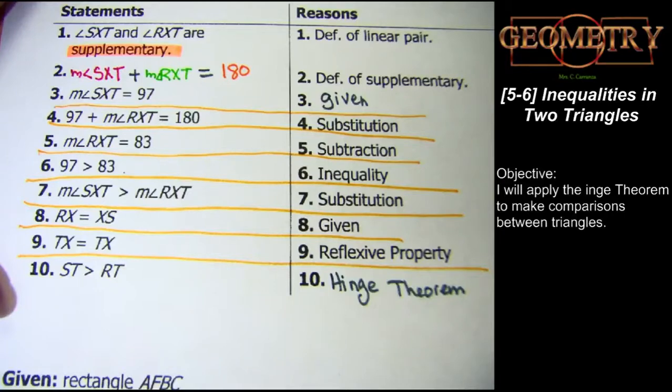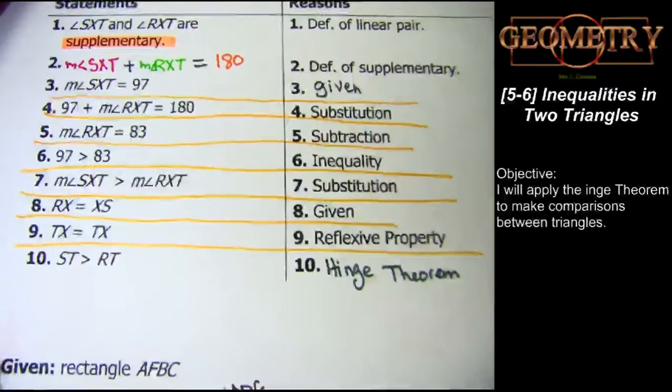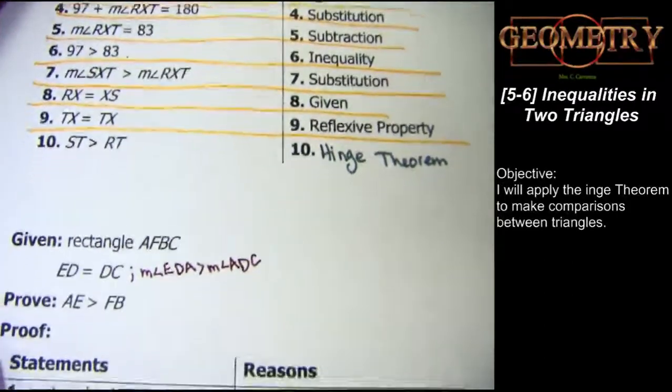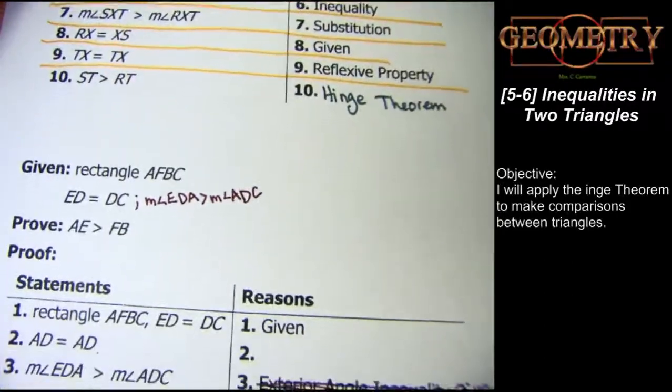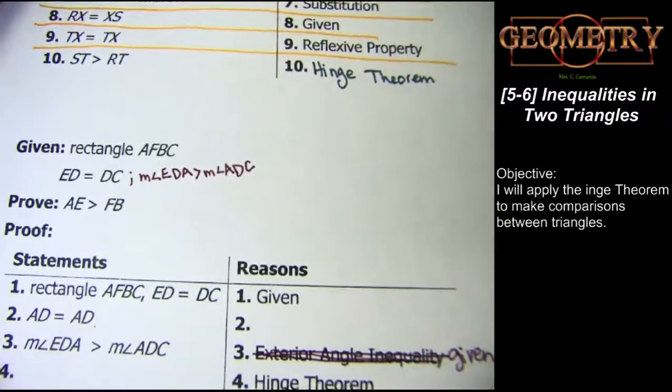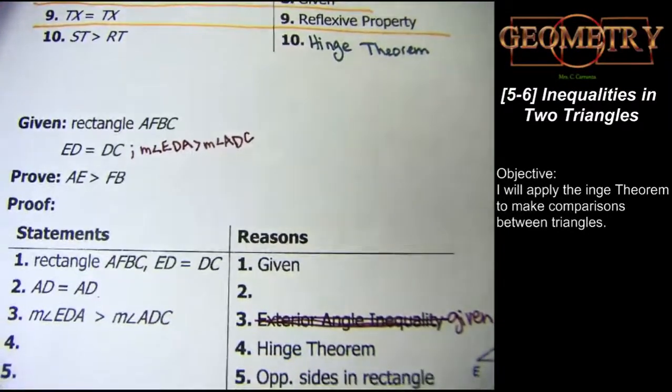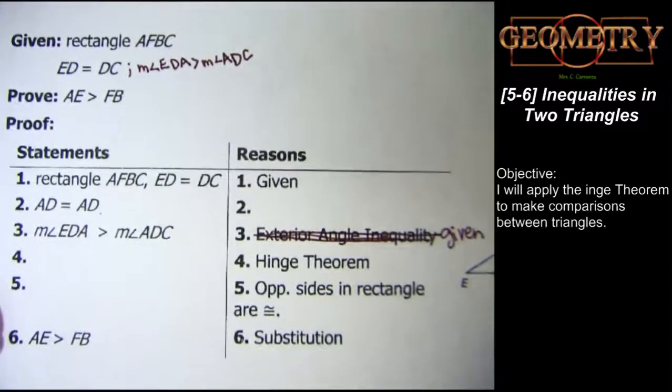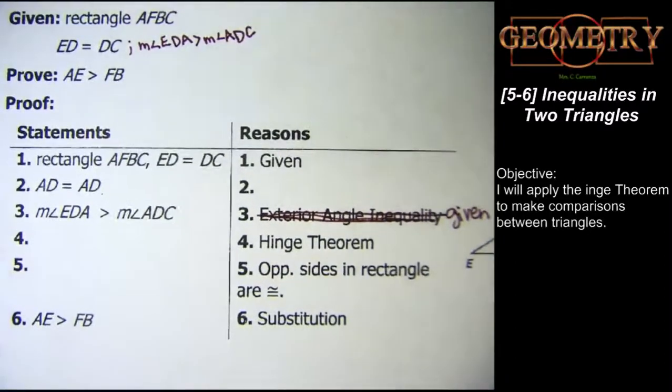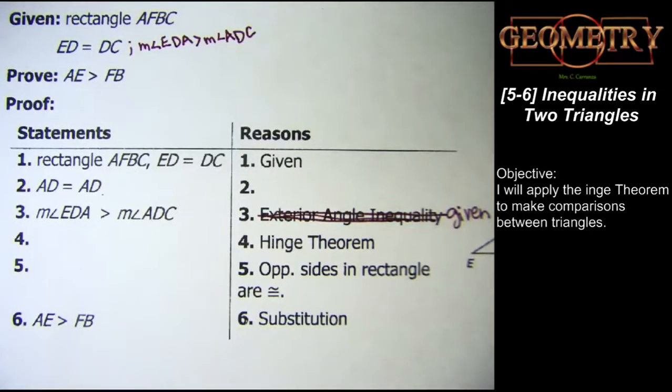Fairly okay? Okay. Let's look at the second theorem. Scroll down. All right, this is the one where we made changes to our given statements and to one of our reasons. So please make sure that you've updated your given and reason for number 3.